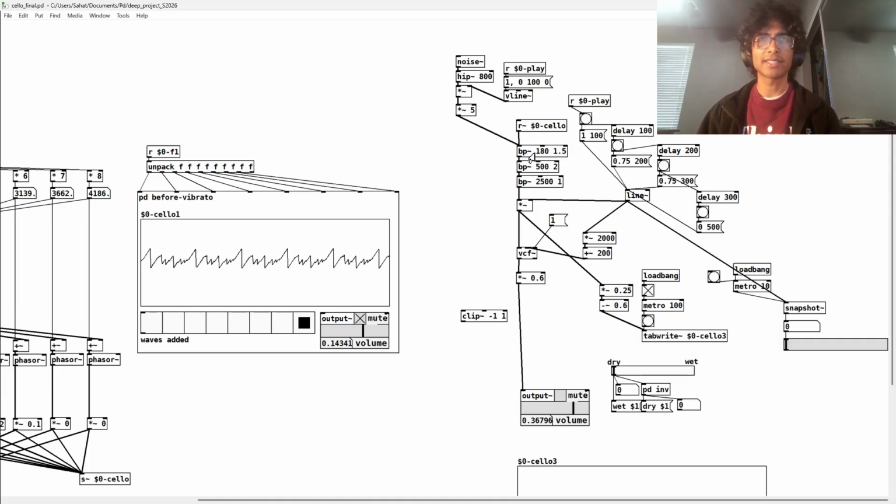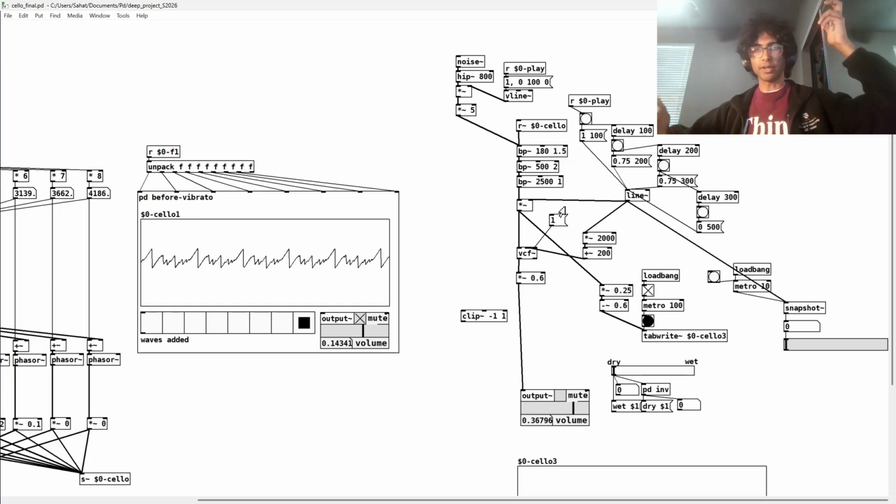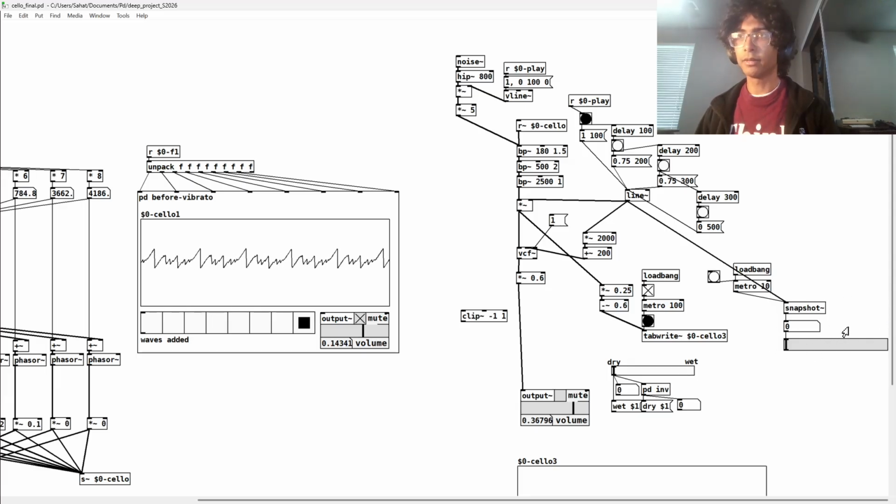Then a volume envelope is applied to it. In more technical terms, this is an ADSR envelope. This is supposed to emulate how the volume changes when I use a bow on the strings. The ADSR stands for attack, decay, sustain, and release. Watch this bit right now while I play it. This is the volume.